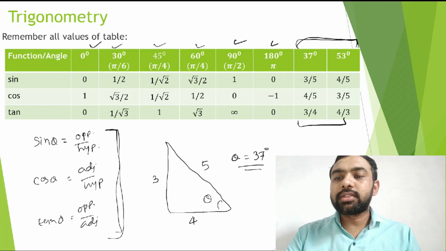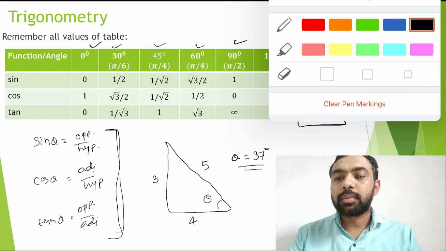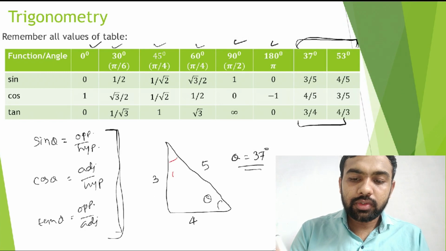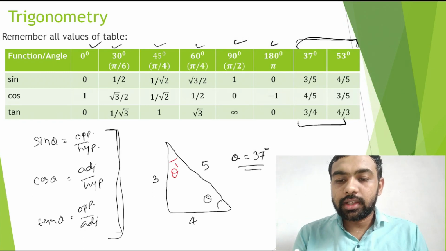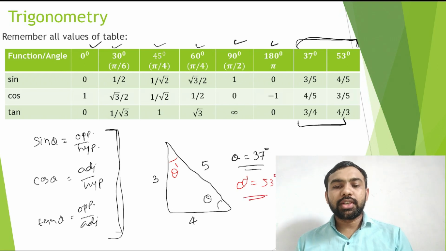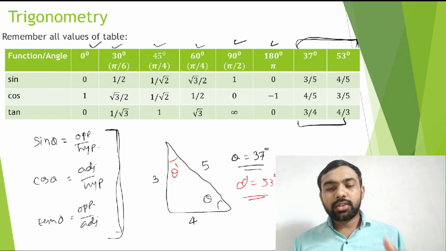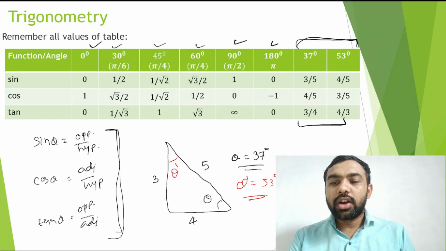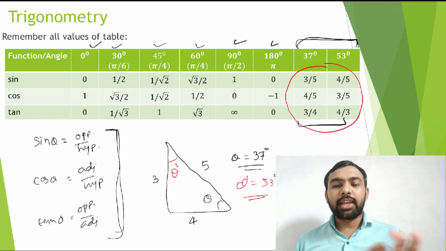So this theta is 37 degrees. And if you consider this theta dash, suppose somewhere here, then theta dash must be 53 degrees. Why? Because it is 90 minus theta. So you remember this triangle, and you remember all these values from this triangle only.